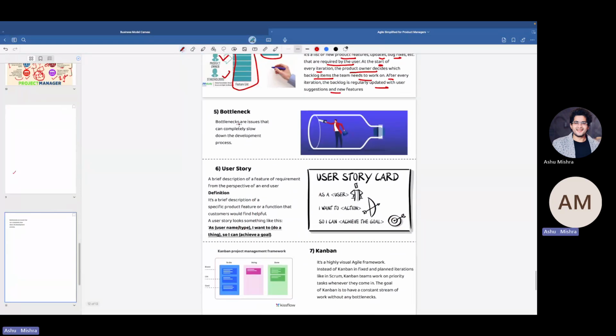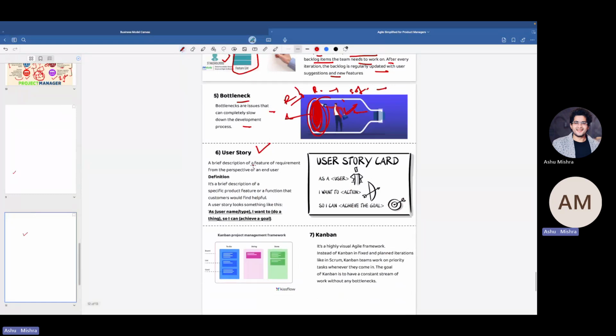Now coming to the other concept, guys, bottleneck. So what are bottlenecks? Bottlenecks, as the name suggests, are issues that can completely slow down the development process. If you see over here, guys, this person is stuck. Why? Because of this bottleneck, right? This is the bottleneck, and he cannot pass them. In the very same way, software also gets stuck because of some issues, some bugs, or some constraint in terms of a database, API, etc. Right.